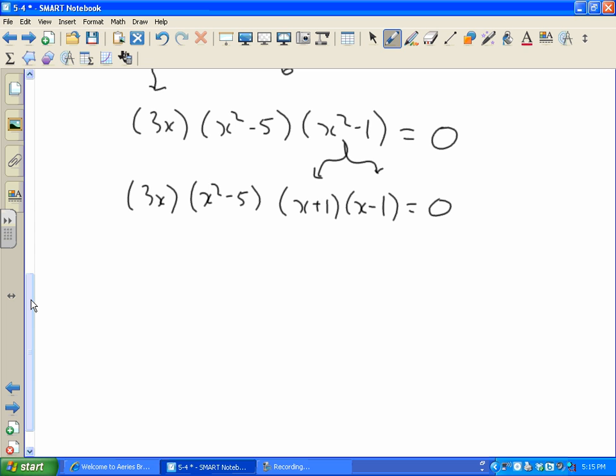The name of the game when we're solving and we have it equal to 0 is opposite x. X equals positive 1 there. Opposite x. X equals -1 here. We'll come back to this guy, 3x.